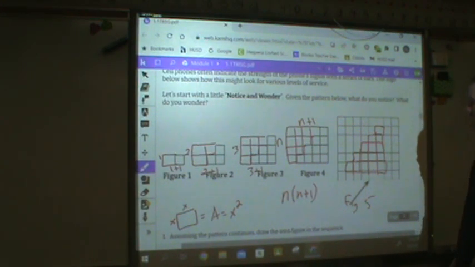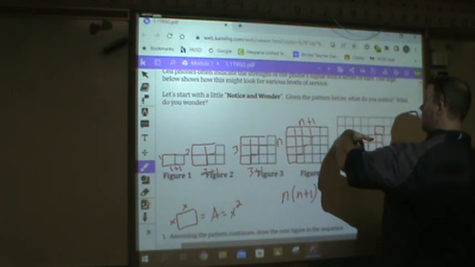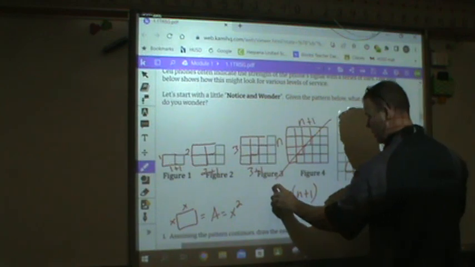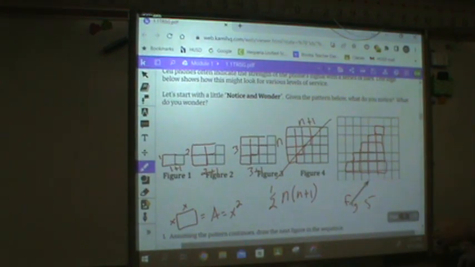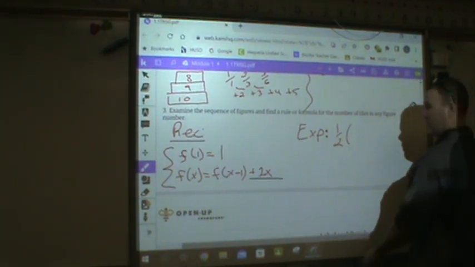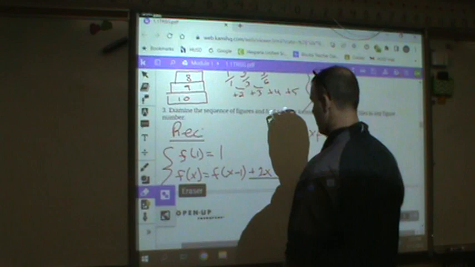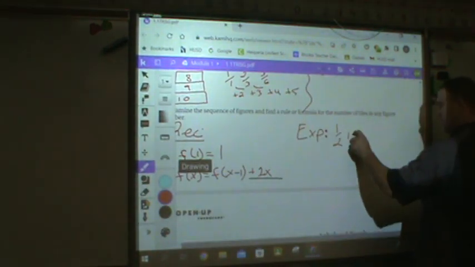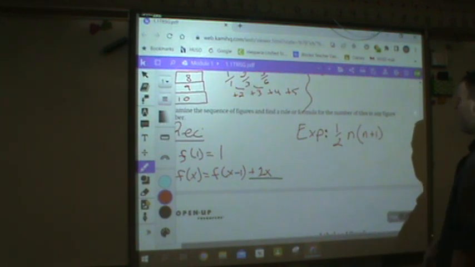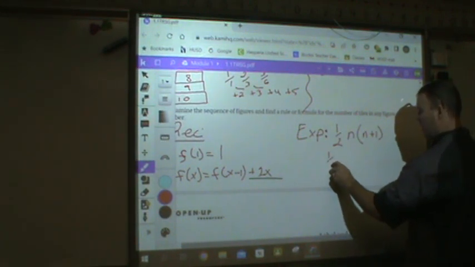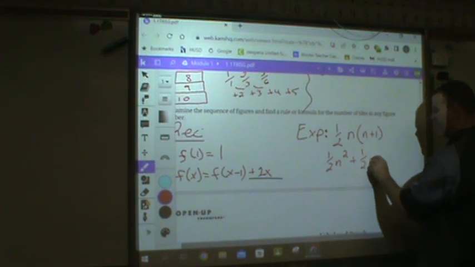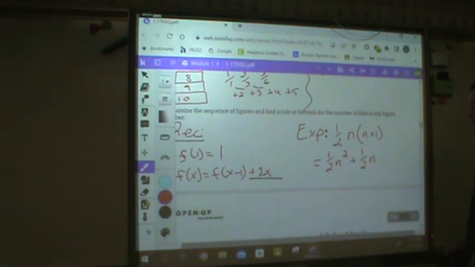But remember, we took the figure and we put it on top of itself. So what we need to do with that is cut it in half. There is your explicit equation. My explicit equation is 1/2 of the length of my figure, n, times the width of my figure, which is n plus 1, and it's half of that. Now, if I distribute, what do you get? You get 1/2 of n squared. There's where your n squared comes, plus 1/2 n. These are both the same equations.